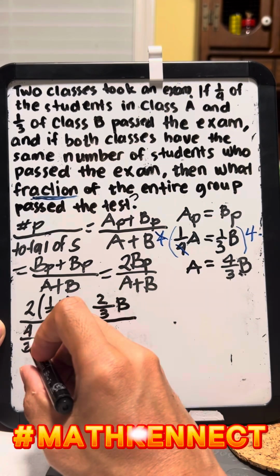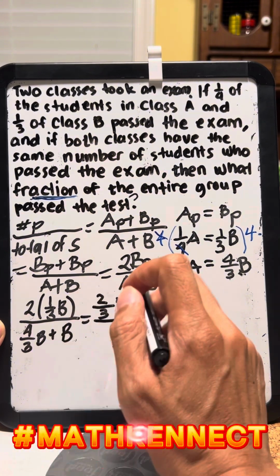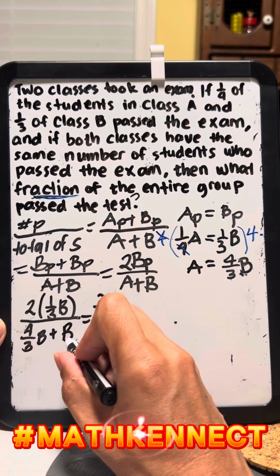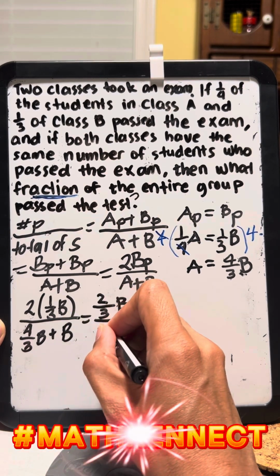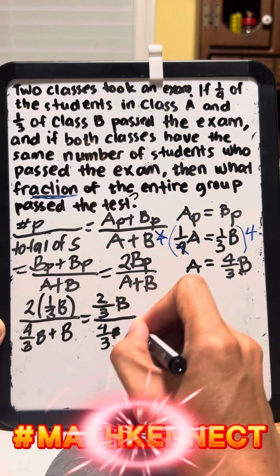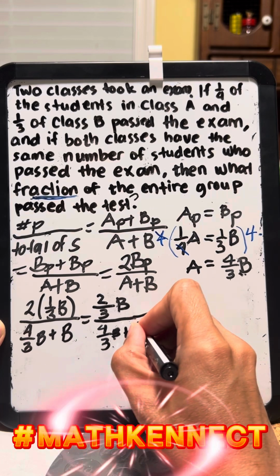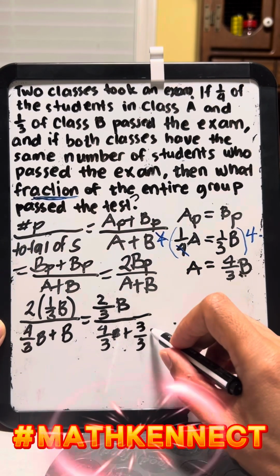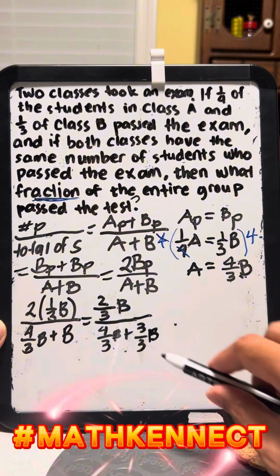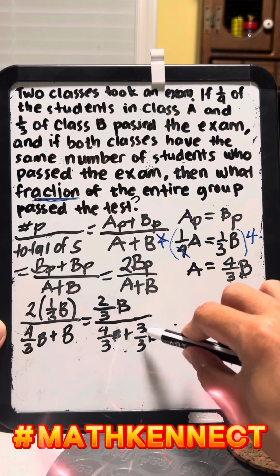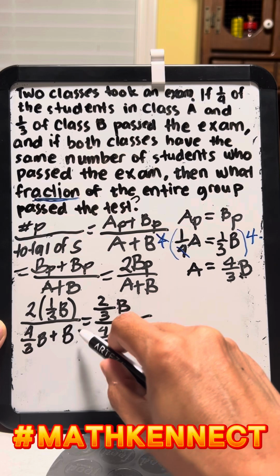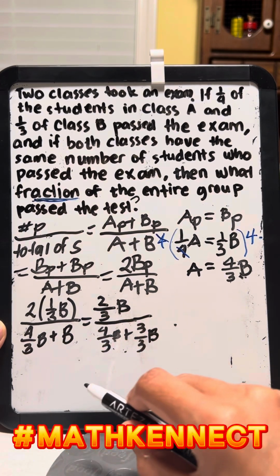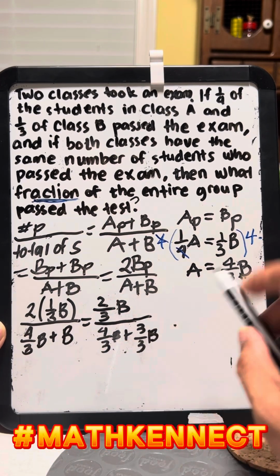So next, 4 over 3B plus B. So what we are going to do is to express B in terms of the denominator 3. So that would be 4 over 3B plus 3 over 3B. Why is it 3 over 3? Because 3 over 3 or 3 divided by 3 is 1B. So that's 1B. So we express B here in terms of the denominator 3. So that's 3 over 3.